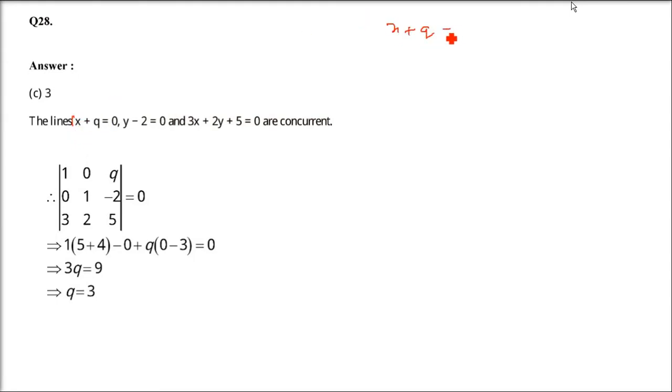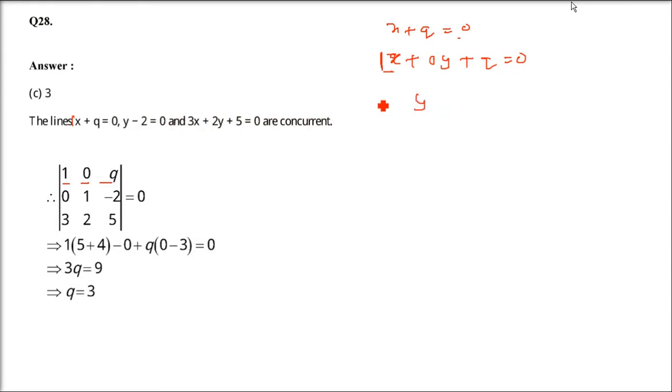See, x plus q equals 0. We'll write it in the form ax plus by plus c equals 0. So x plus 0y plus q equals 0. So the coefficient A1 is 1, B1 is 0, and C1 is q. So 1, 0 and q.